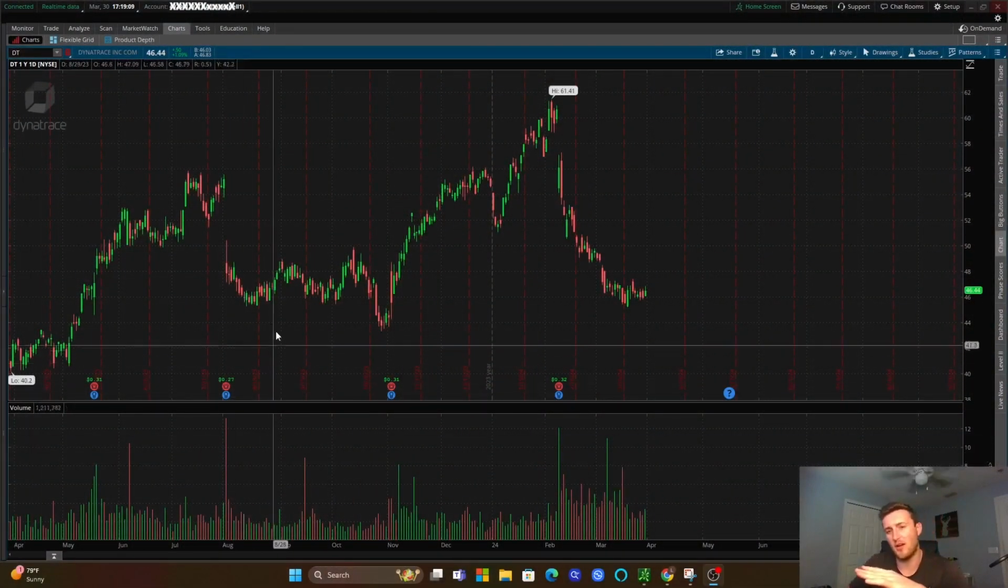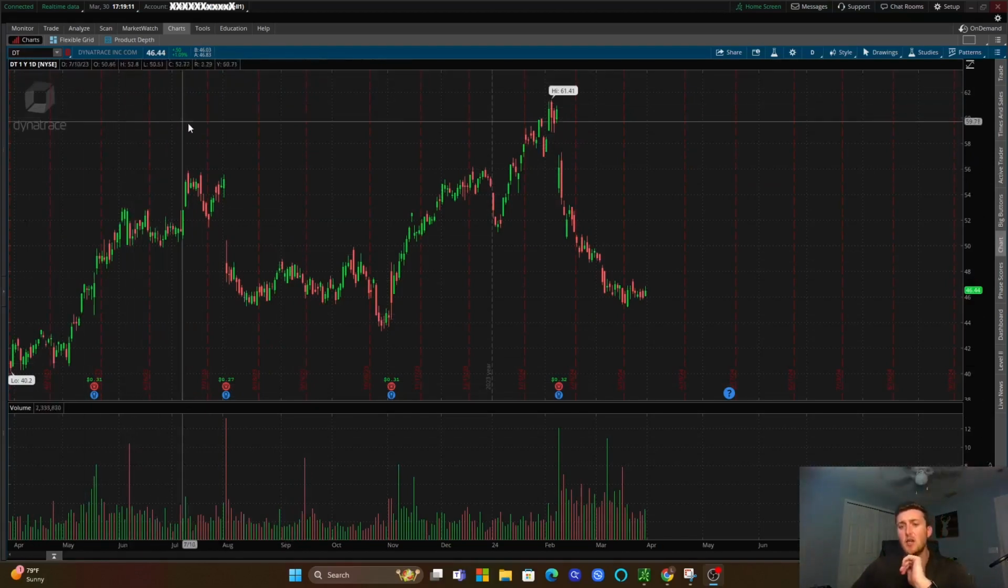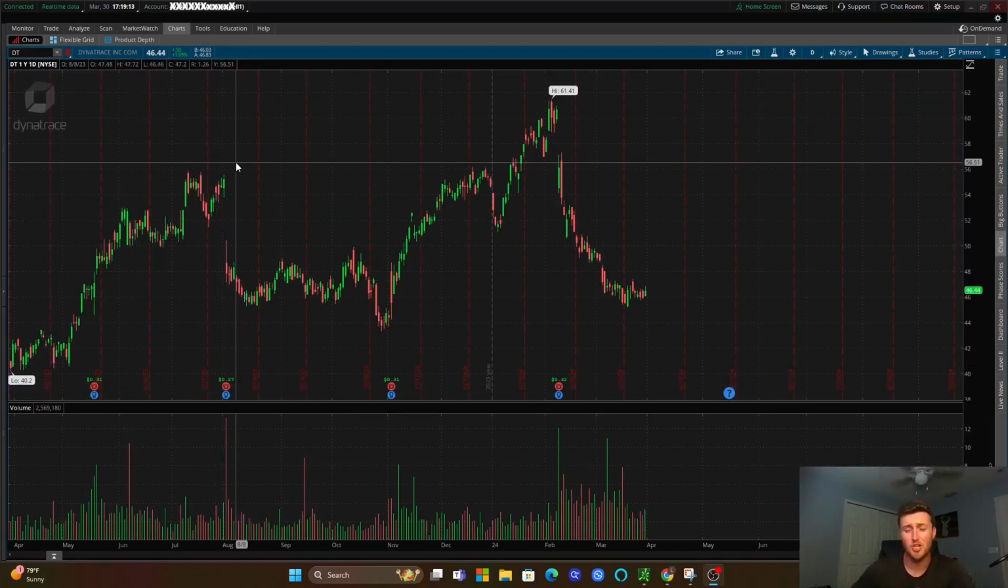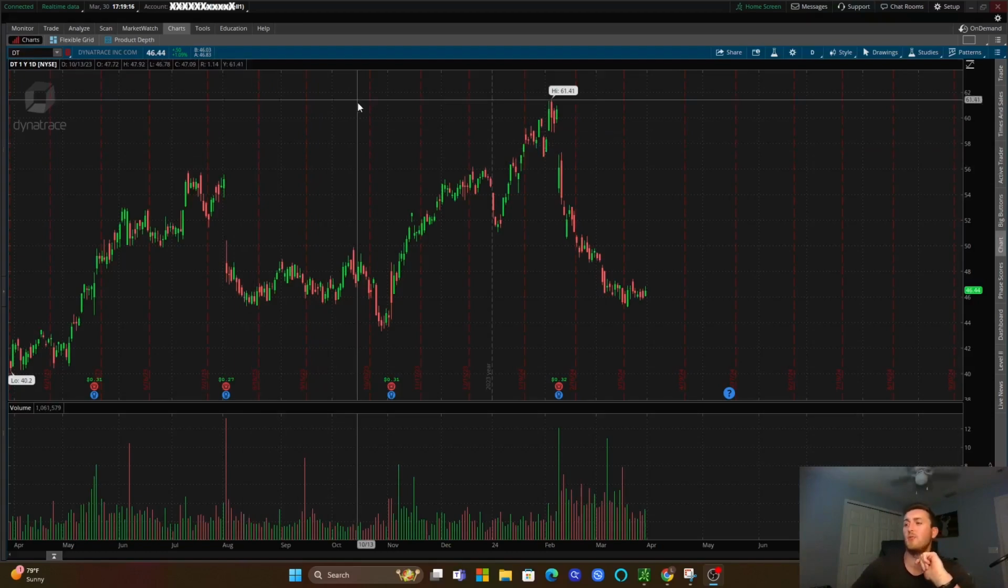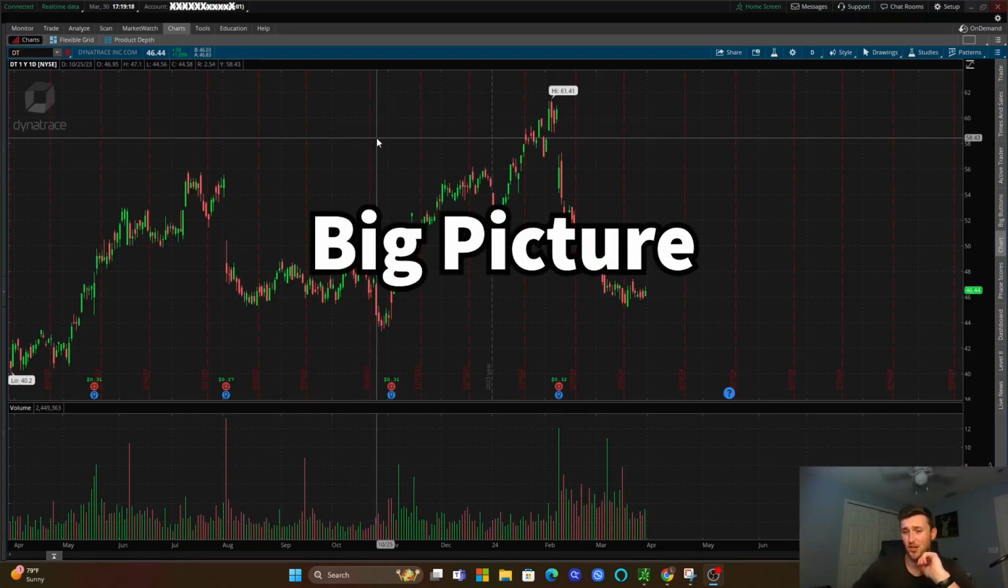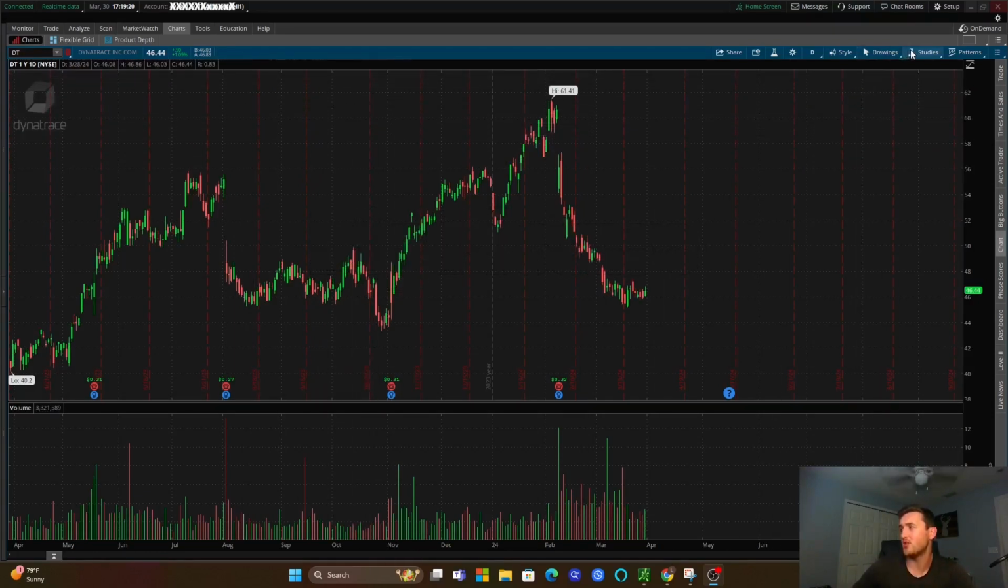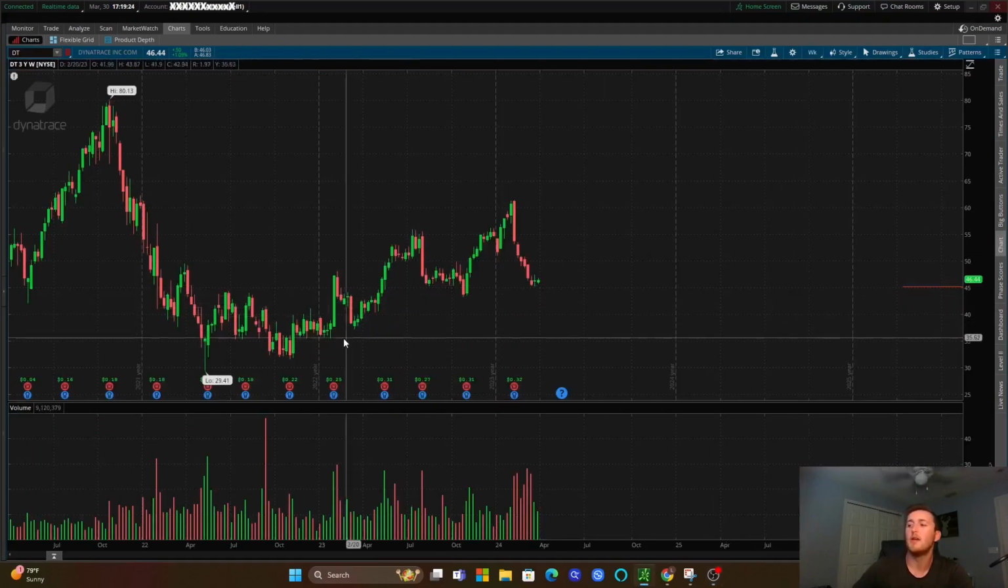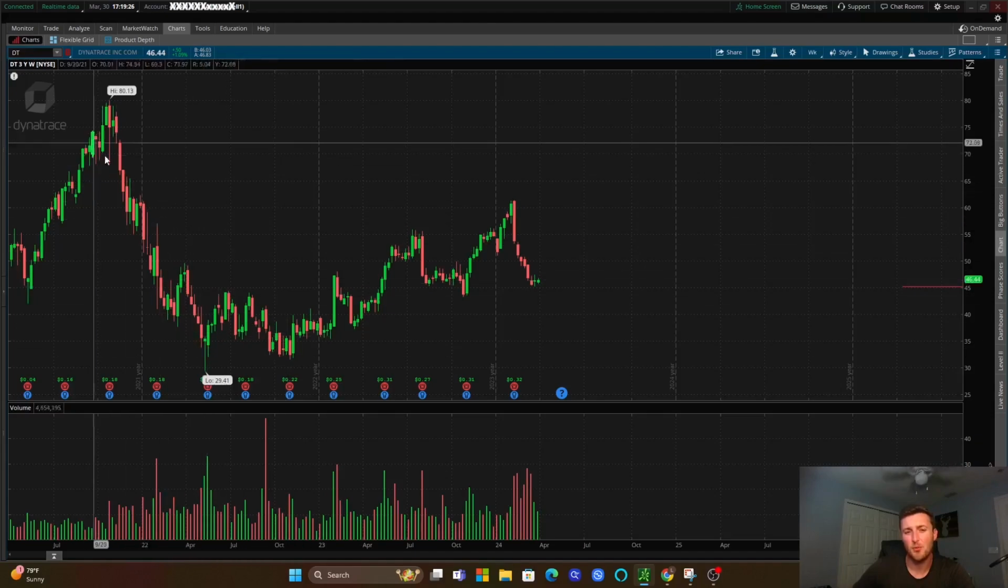So I have a chart here. This is stock DT. So let's start with my swing traders and long-term investors first. One thing we want to do is look at the big picture. For those styles of trades, we want to change our time frame to a weekly chart. So as you can see, we dipped really hard back in 2021 on this stock.